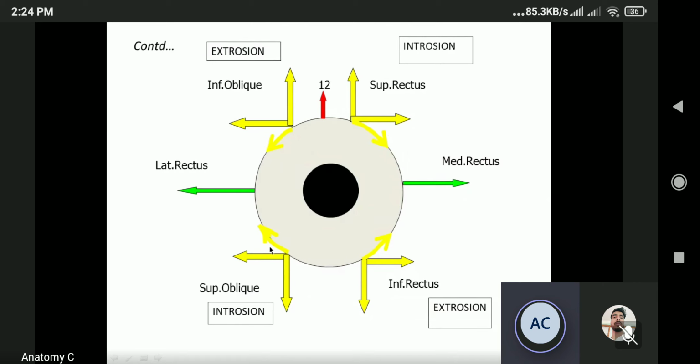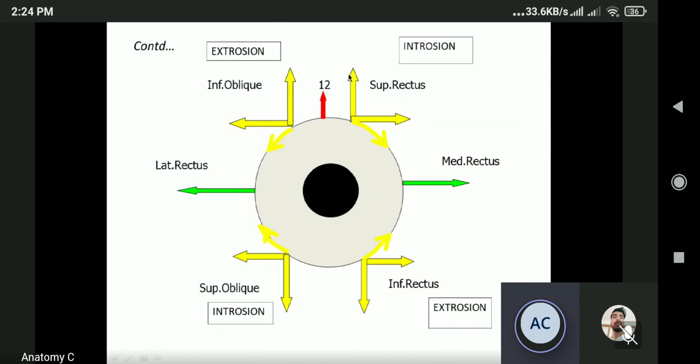First, you draw the circle. After that, you draw these lines to make four quadrants. On the right side, you make superior rectus, and opposite to superior rectus, you write the superior oblique. Now write intorsion over here, and opposite also write intorsion. Similarly, in this quadrant, you write inferior oblique, and opposite to it, inferior rectus. And write extorsion and extorsion.